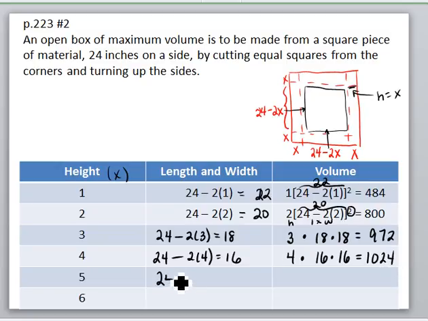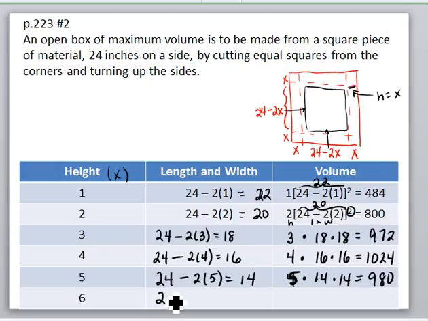And then I've got 24 minus 2 times 5. And so that would give me an answer of 24 minus 10, which is 14. So I'd have 5 is my new height, times 14 times 14. And this gives me the answer of 980.